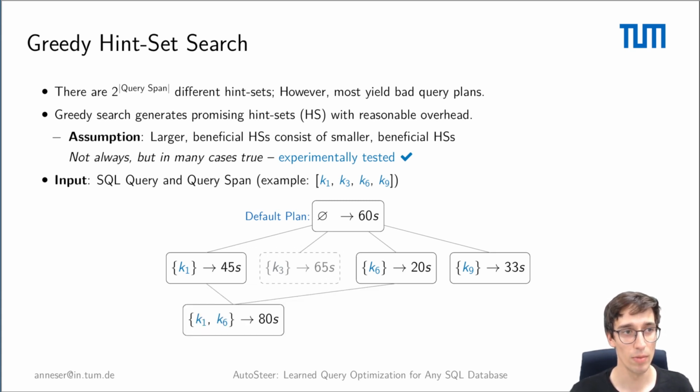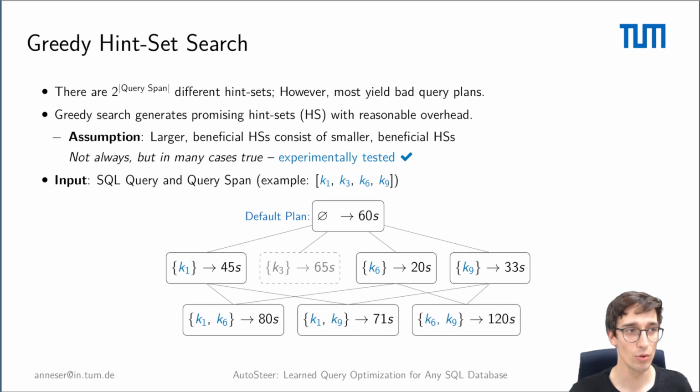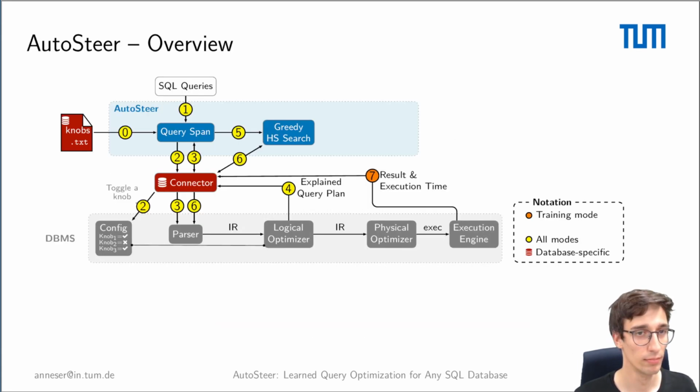Next, AutoSteer combines the hint sets from the last step and creates larger hint sets. And again, here also all hint sets perform worse than the default and the greedy search terminates. The proposed greedy search explores several hint sets and alternative query plans that can be used to fit a learned model, for example, a tree convolutional neural network. We call this usage scenario AutoSteer's training mode.